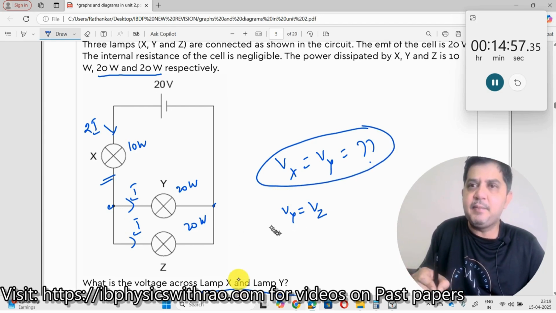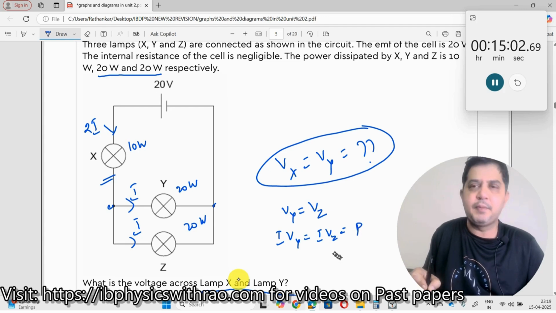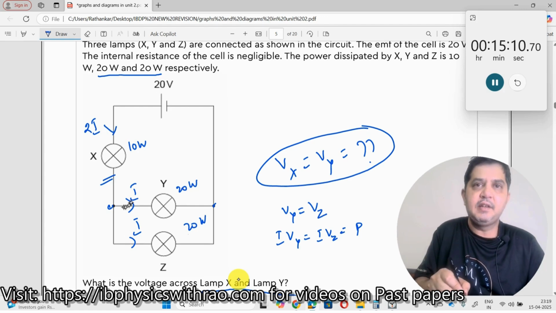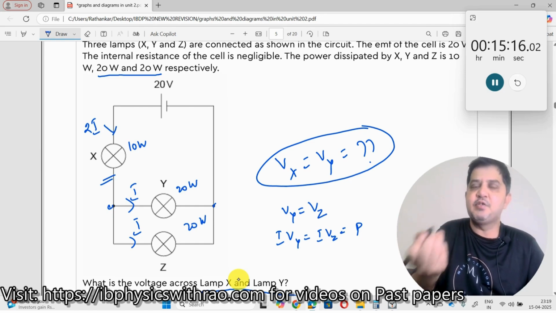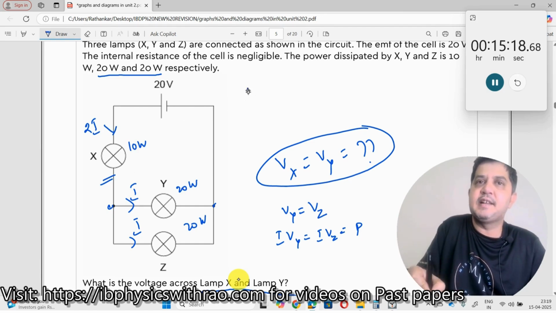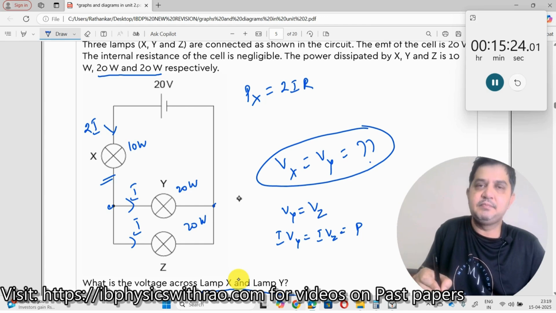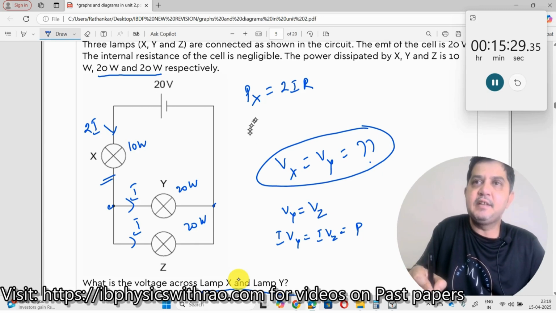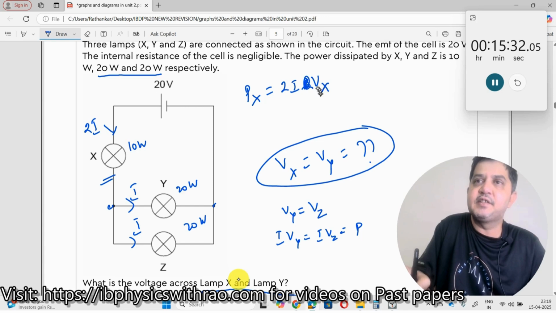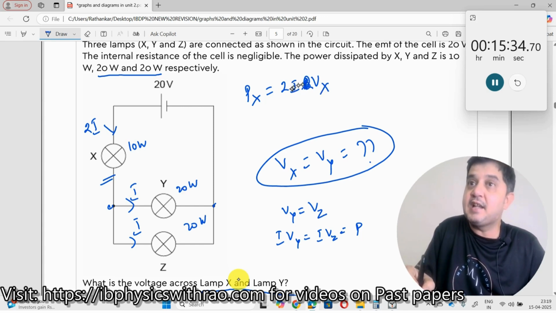Now if I multiply by the current, I times Vy is equal to I times Vz, which is the power. That means the current is identical in both the branches because the wattage is the same. So if this current is I, then this current should be 2I, right? The rest is history, which you already know. So you can write Px is equal to 2I into Vx, current multiplied by voltage.